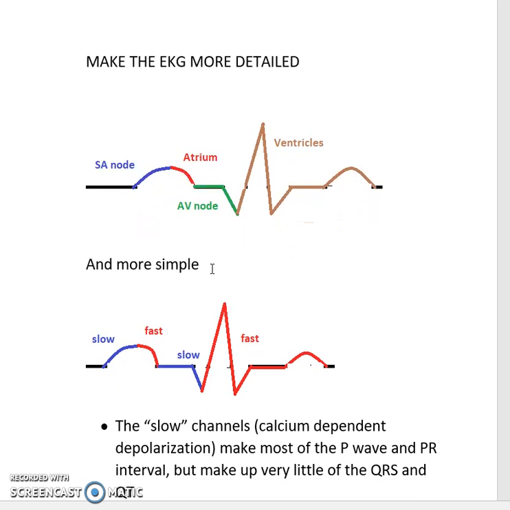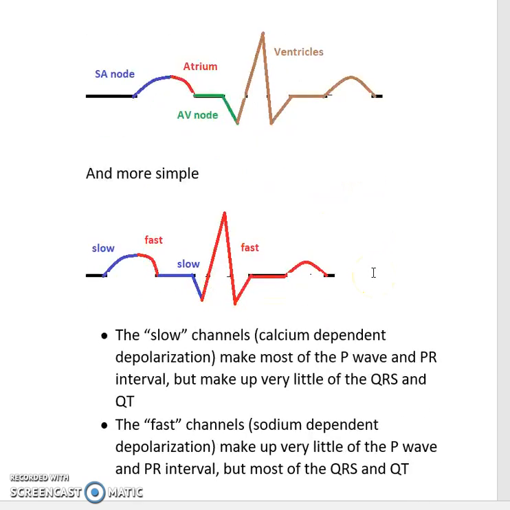So let's look at EKG a bit more detailed in terms of what's going on within the heart. Here we have the SA node firing off, the atrium contracting, the AV node building a charge, firing off that charge, and then that charge going through the ventricles until the ventricles repolarize. But we can make it a little more simple.